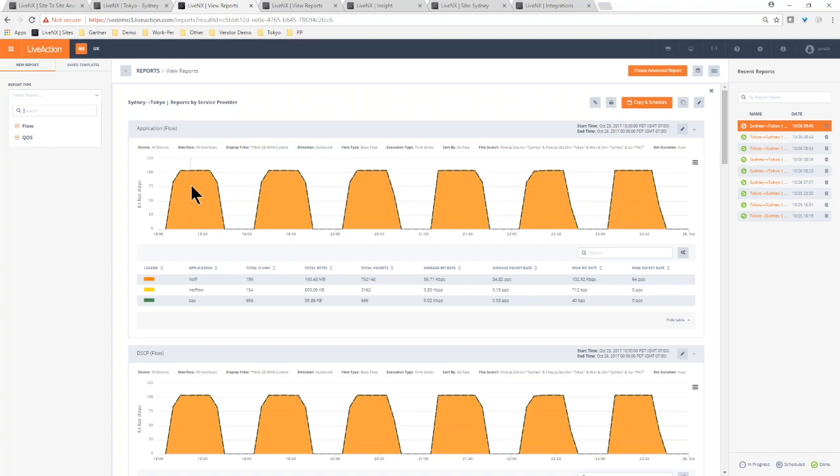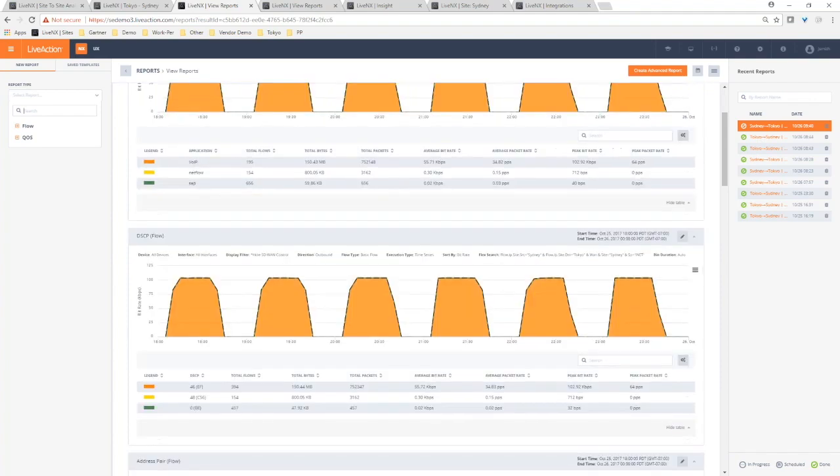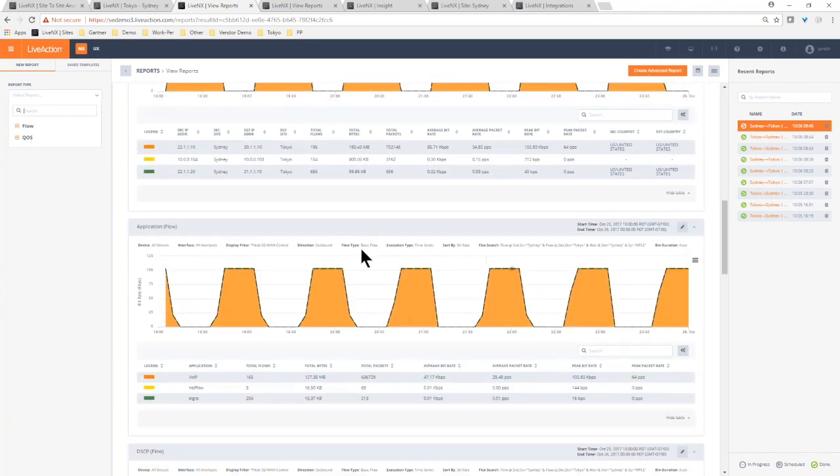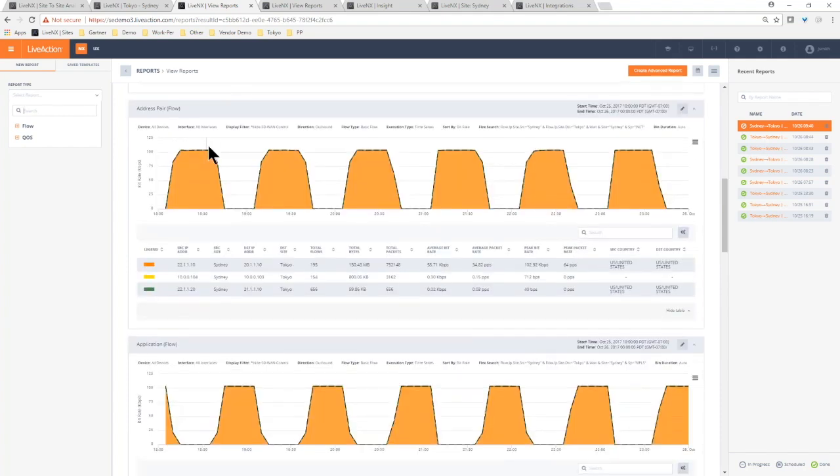Not a realistic scenario here, but you can see all the application flow. It stops on the internet and then starts again, stops again. So you can look at this from like an application perspective, DSCP, address pair, and then you can see the equivalent side on the MPLS. So when it flips over from the internet side, it gets brought back over on the MPLS side here.